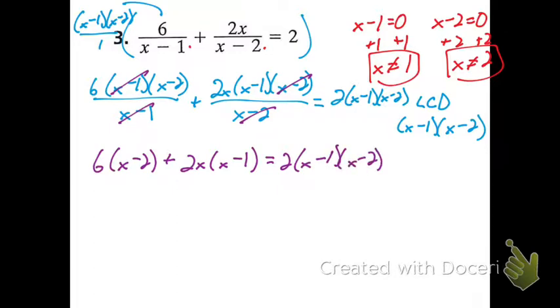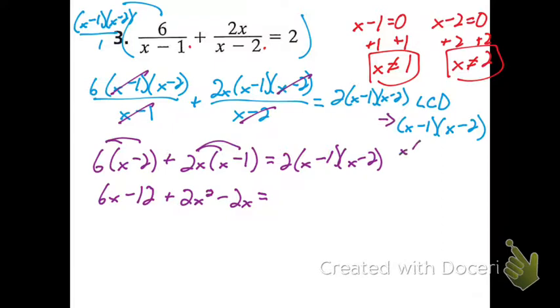So now we have to multiply out and see where we end up. So this will be 6x minus 12 plus 2x squared minus 2x. This is going to equal. Now this one, I'm going to take some liberties with this. X minus 1 times x minus 2. I'm going to do this one over here, okay? I'm going to have x times x minus 2, and then negative 1 times x minus 2. Double distribute. X squared minus 2x minus 1x plus 2. Plus 2. And then add those together, we get x squared minus 3x plus 2.